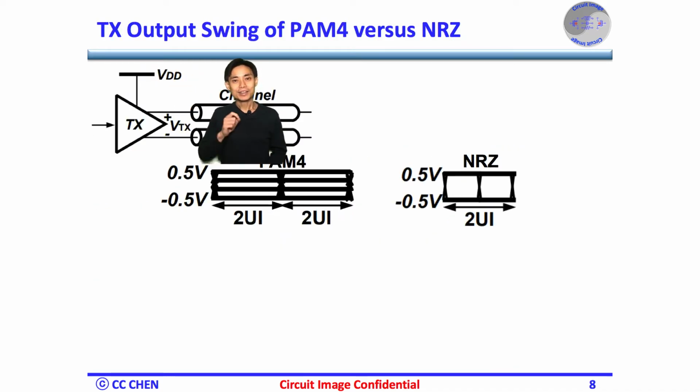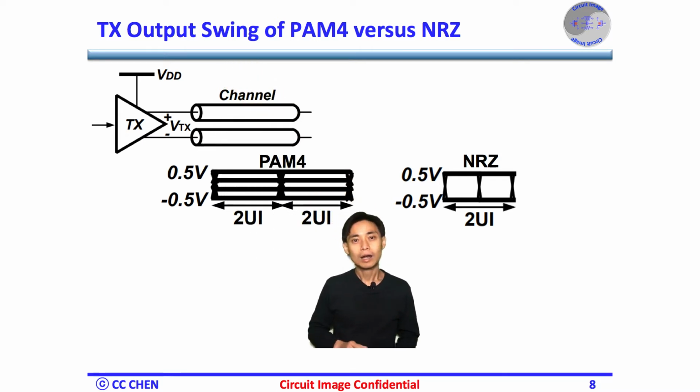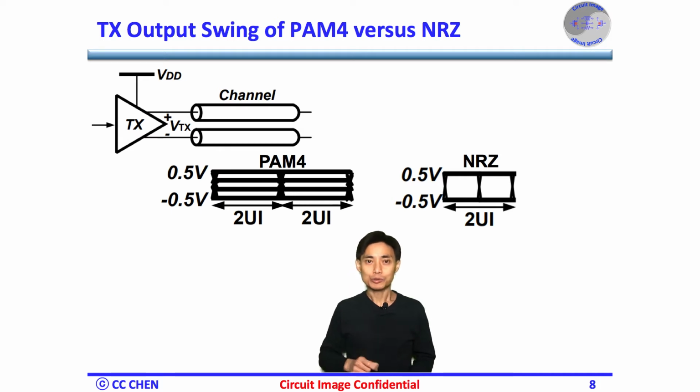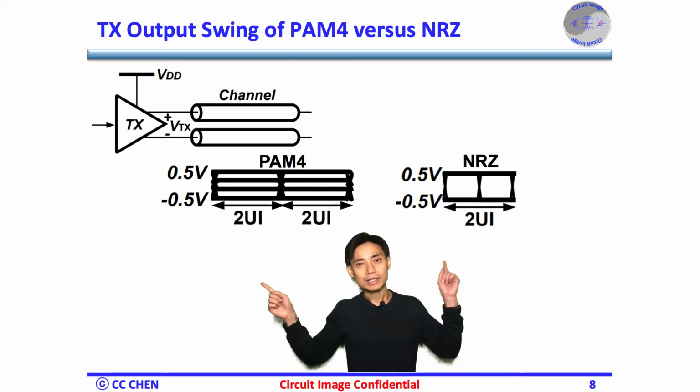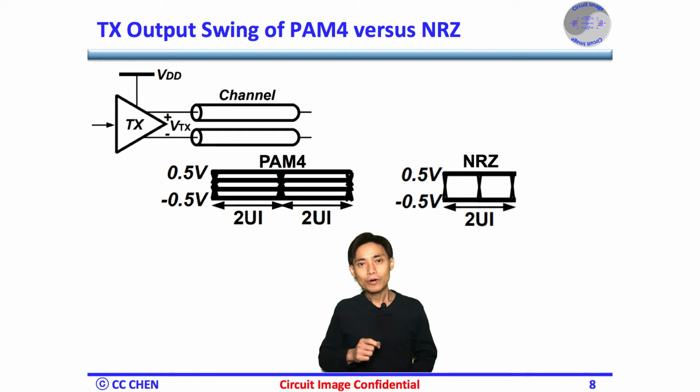As you can see, the TX driver's maximum output swing VTX will be limited by its supply voltage VDD. Regardless of the circuit images, both PAM4 and NRZ show a 1 volt maximum peak-to-peak output swing here. Ideally, the minimum eye height of the PAM4 between symbols is 1/3 of the eye height of the NRZ. So, the PAM4 would have a 9.5 dB worse noise margin than the NRZ.